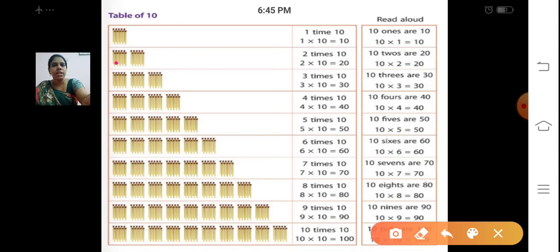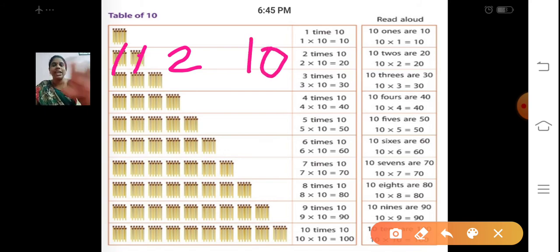Next we have 2 groups. In each group, 10. So here also we have 10 matchsticks. So 2 groups of 10, 2 times 10. That means 10 plus 10. So 2 times we are going to add 10. 10 plus 10 is 20. Write down: 10 twos are 20. 10 ones are 10. 10 twos are 20.